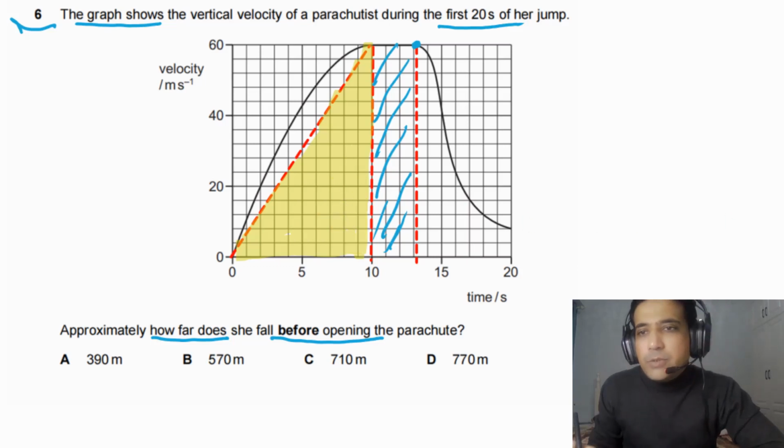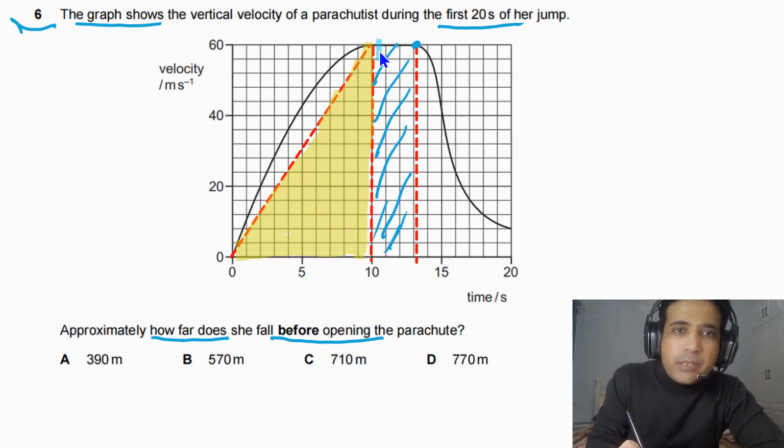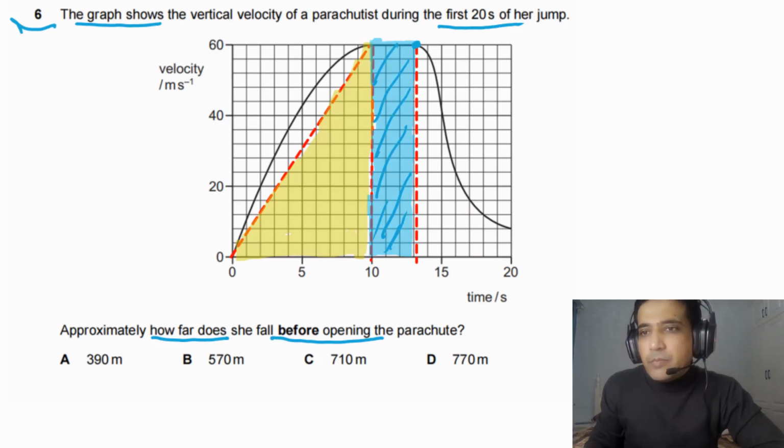Let me use a different color for the second area. So this area of the rectangle we need to calculate. These two areas we need to calculate, and then we can approximate the distance. So first of all, in this case, we will calculate the area of the triangle.